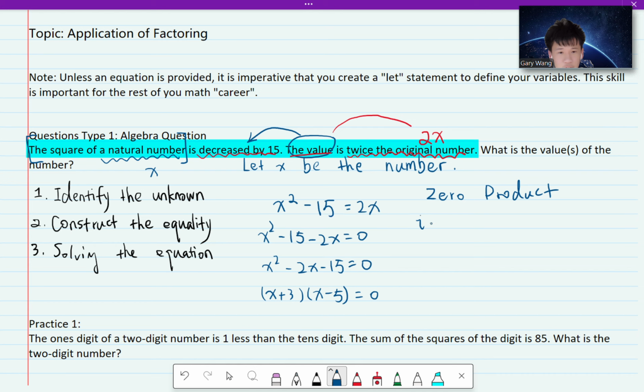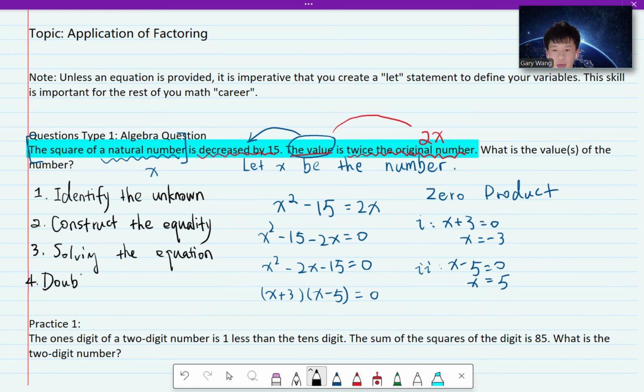So the first possibility would be that x plus 3 is 0. So x is negative 3. And the second possibility is that x minus 5 is 0 and x is 5. So we have two possibilities. However, we need to double check with any precondition in the question.